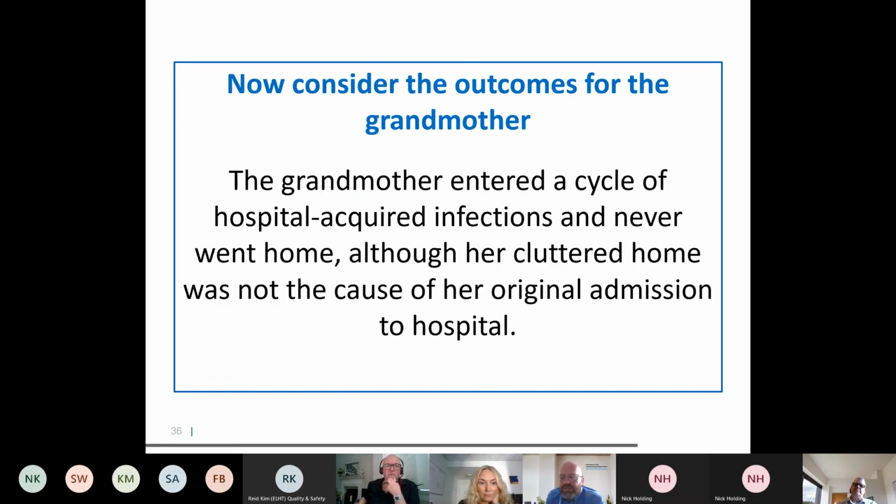But consider the outcomes for the lady, for the grandmother. She entered a cycle of hospital-acquired infections and never went home, although her cluttered home was not the cause of her original admission to hospital. I think this is a classic example and something we see and hear about an awful lot. But whose risk is it? Whose risk is that cluttered home?